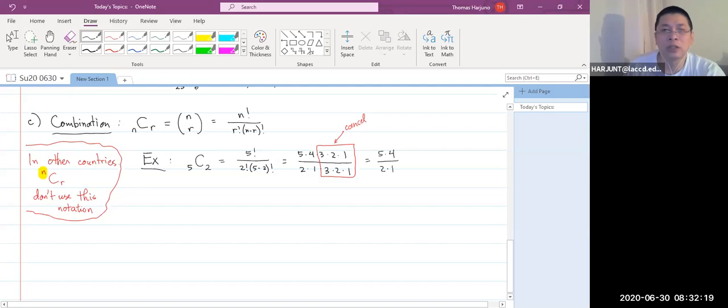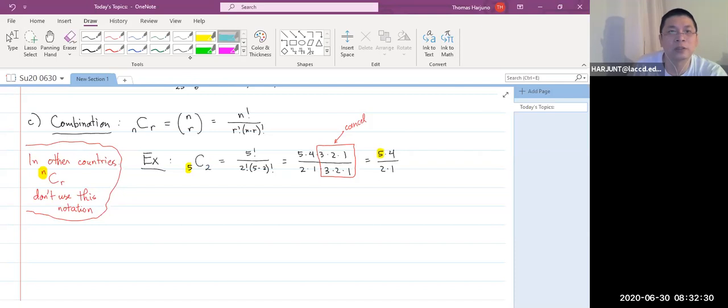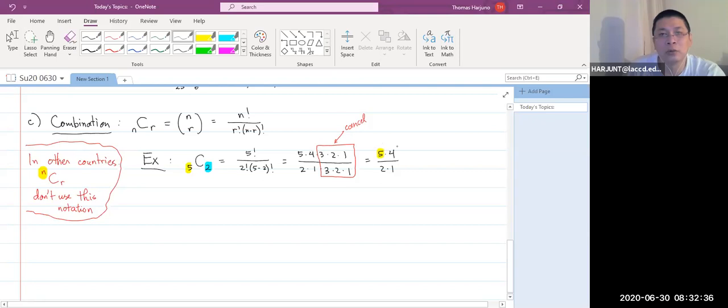Now, notice that 5 times 4 is basically this 5 here, starting from 5, and this 2 is the 2 factors. This is 2 factors. So you will see the numerator is actually from the permutation, but you divide further by 2 factorial in this case.